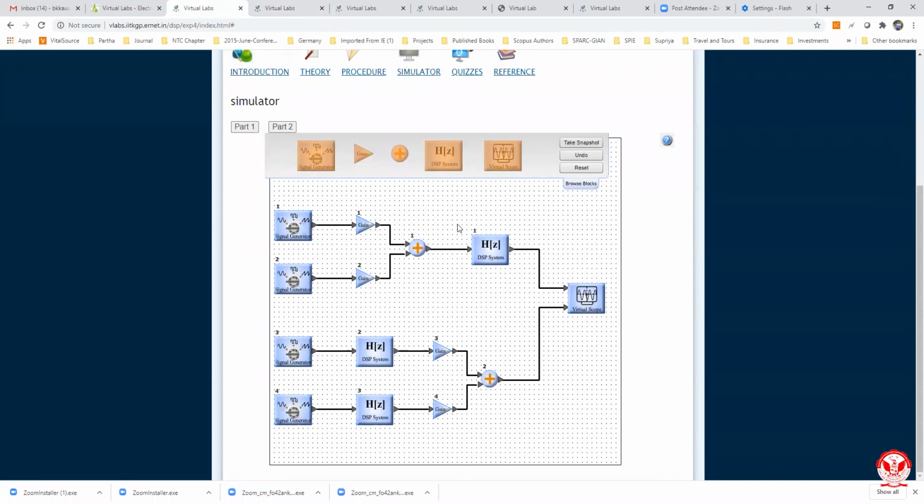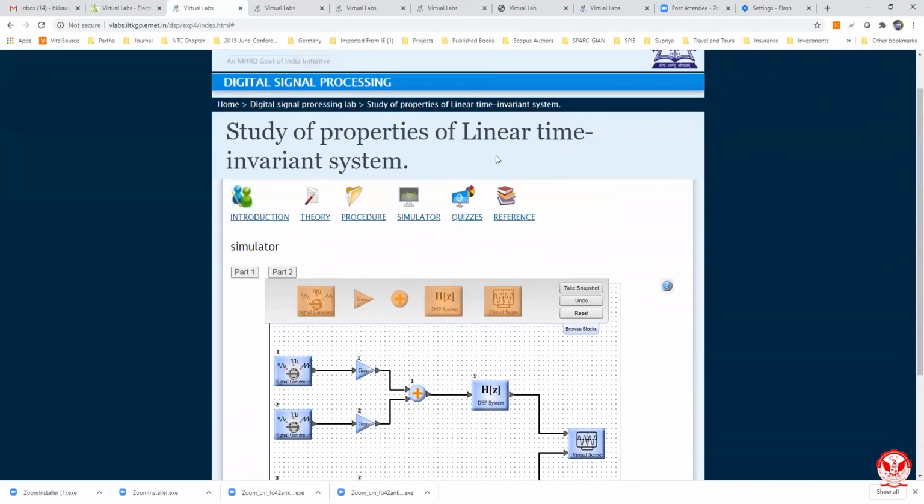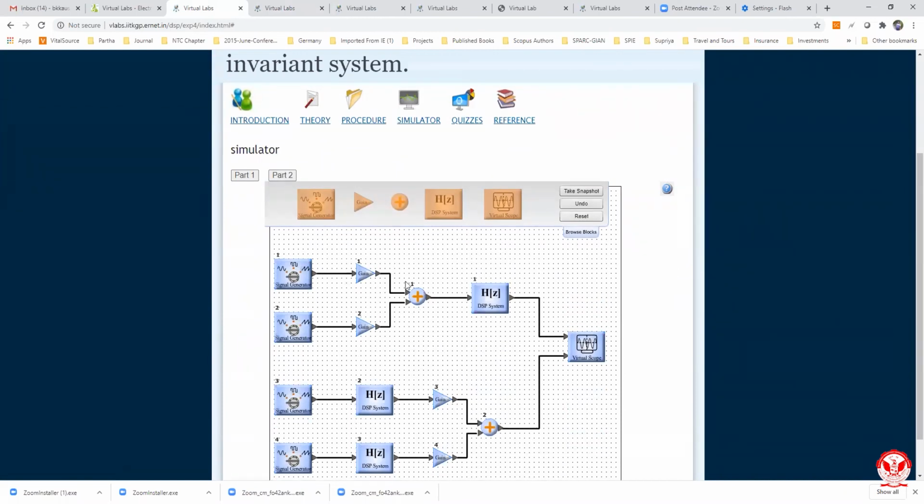So those systems which are LTI have to satisfy both properties simultaneously, at the same time: linear and time invariant. For linearity, we are imposing superposition. So we are scaling the signals, adding the signals, and passing them through the DSP block.